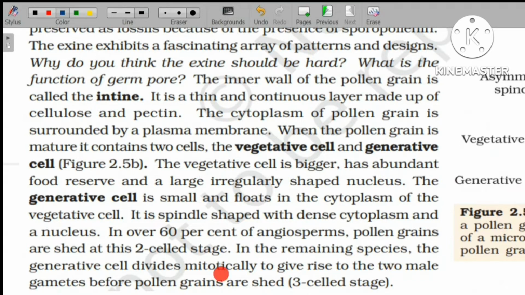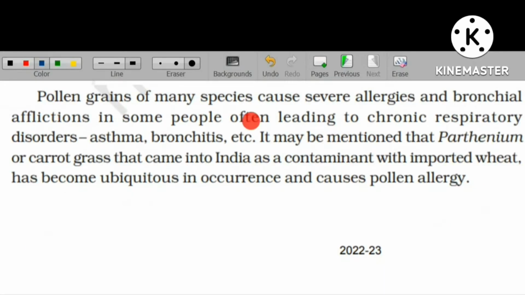In the remaining species, the generative cell divides mitotically to give rise to the two male gametes before pollen grains are shed. That's the three-celled stage. Pollen grains of many species cause severe allergies and bronchial afflictions in some people, often leading to chronic respiratory disorders like asthma, bronchitis, etc. It may be mentioned that Parthenium or carrot grass that came into India as a contaminant with imported wheat has become ubiquitous in occurrence and causes pollen allergy.